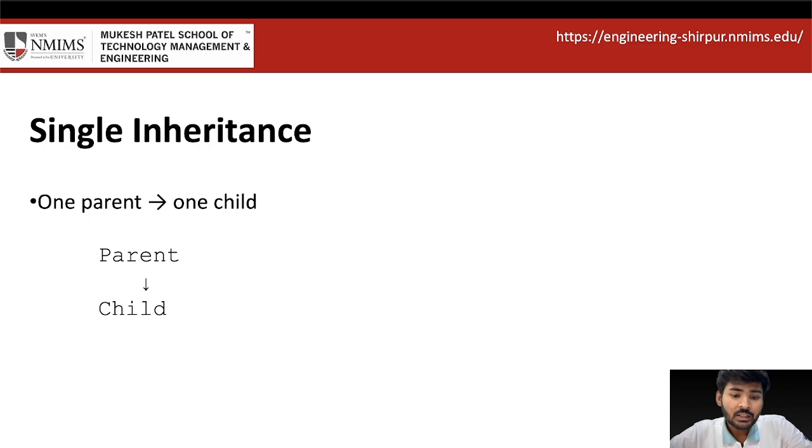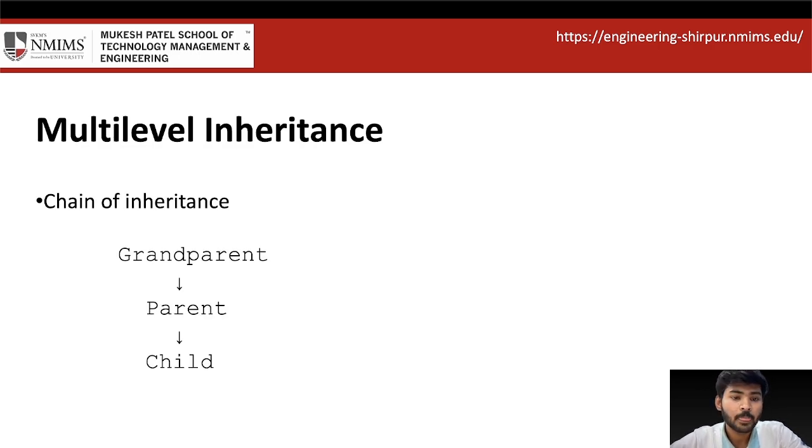In single inheritance, one child class inherits from one parent class. This is the simplest and most commonly used form of inheritance. This diagram clearly shows the one-to-one relationship. Now we see what is multilevel inheritance.